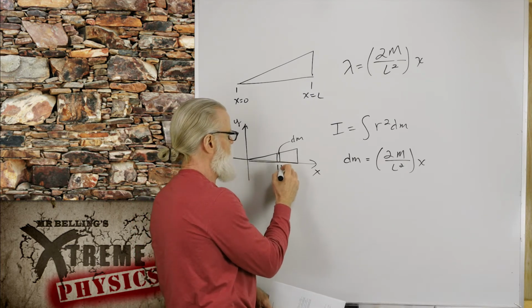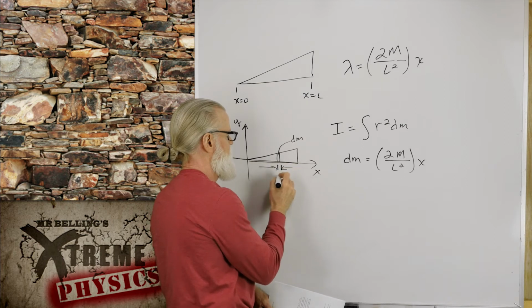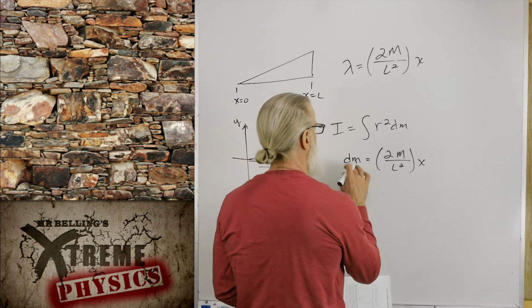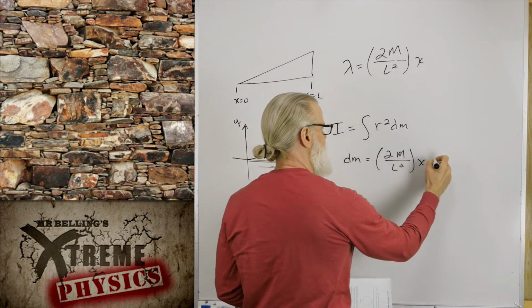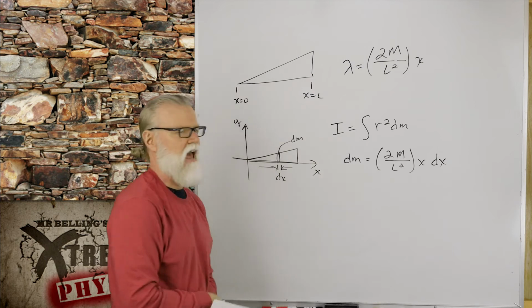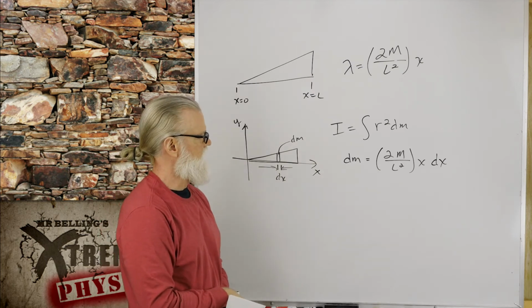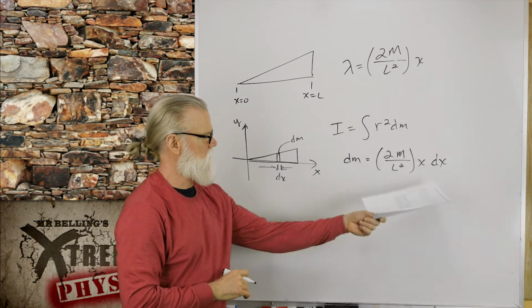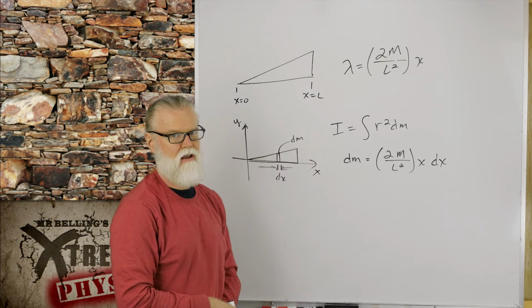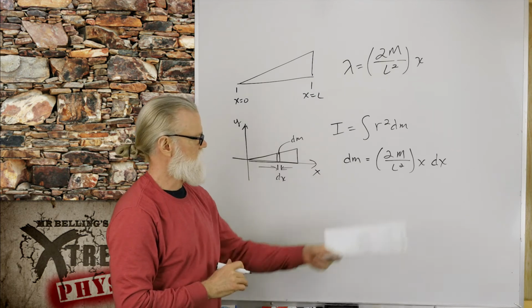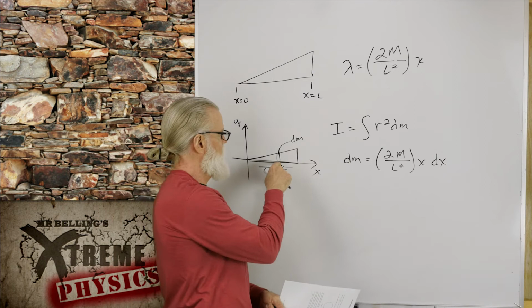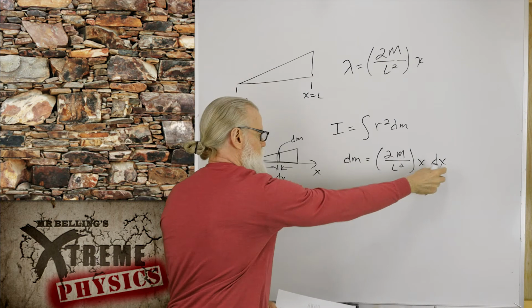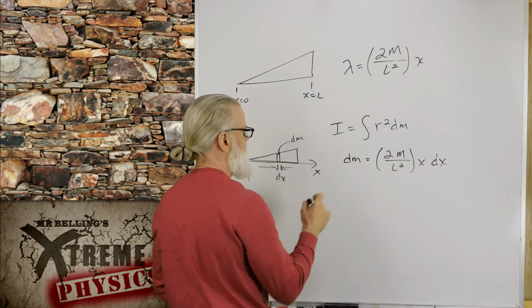Well, how many meters is this? How wide is this? Well, it's dx wide, right? So dm equals the mass density times dx. And let's see if the units work out. I got kilograms, meters squared divided by meters squared times meters. Yeah, the units work out. That looks good. This is the linear density. This tells us how many kilograms per meter at this position. And this gives us how many meters we have, dx meters. All right.